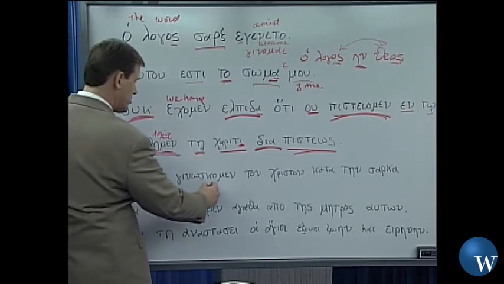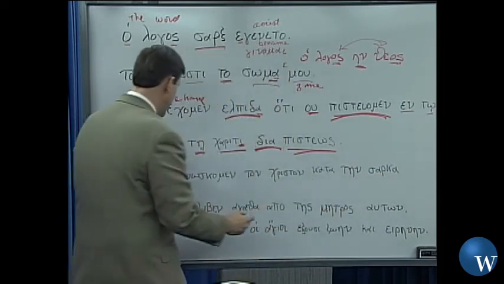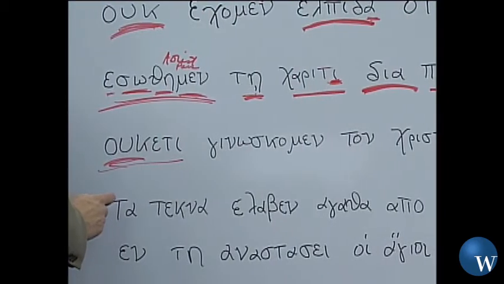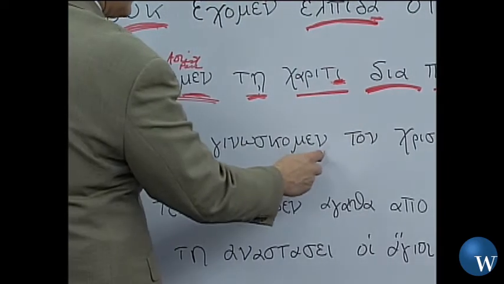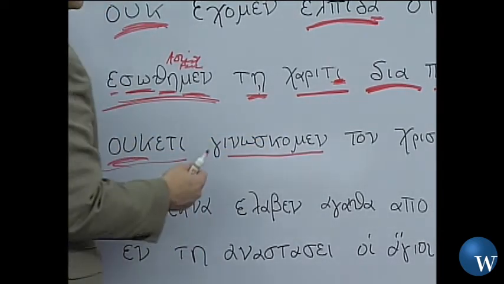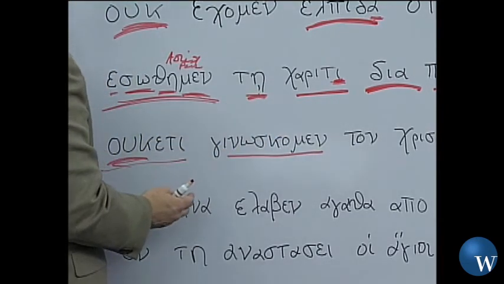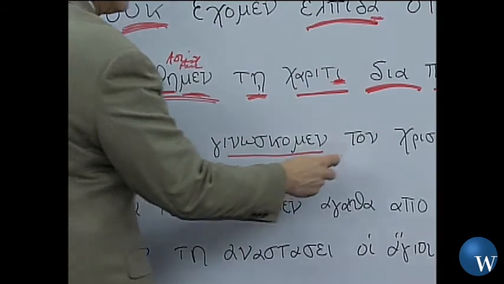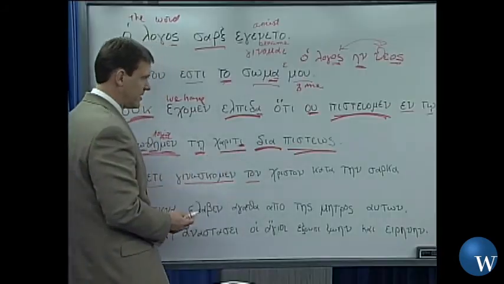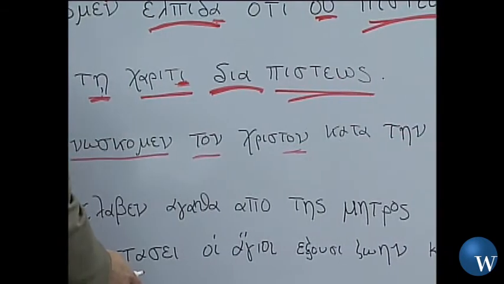Ouketi ginoskomen ton Christon kata sarka. All right, ouketi is no longer. You can even see the ouk in there meaning no. And then here's our verb, ginoskomen, simply present tense, first person plural, present active indicative. So no longer do we know. What is it that we no longer know? Well, remember the accusative case, the direct object, answers that question. No longer do we know the Christ.